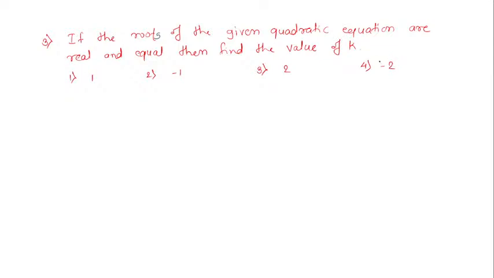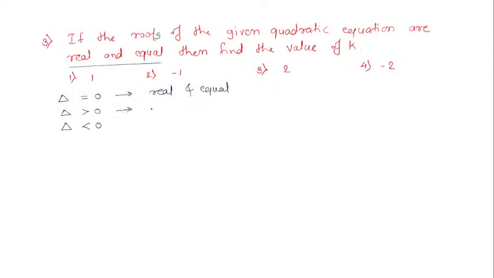For a quadratic equation, it is given that its roots are real and equal. So we have three possibilities in terms of the discriminant, that is delta. Either delta is equal to 0, or delta is greater than 0, or delta is less than 0. If delta is equal to 0, the roots are real and equal.